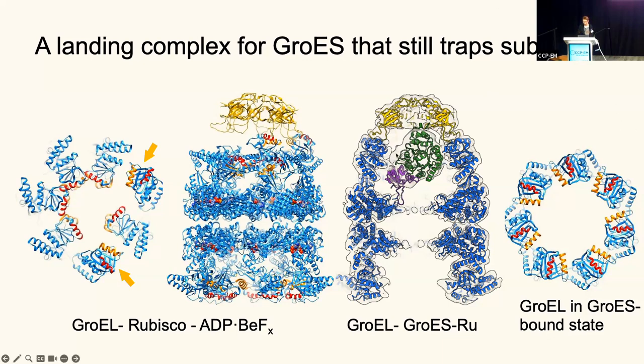And then this interface, as I said, it wouldn't fit in. The native interface would make the little domain too far down. So it seems to be distorted to fit in there. And then when it's released, it probably readjusts the interface. And then this is the final, what these domains look like when the GroES is actually landed on them. So that's the story. I think I'm just about done.